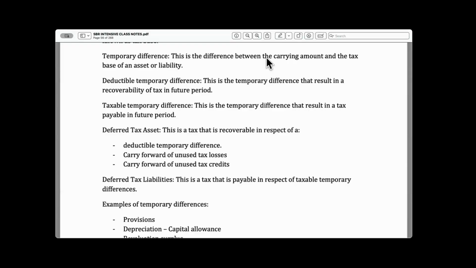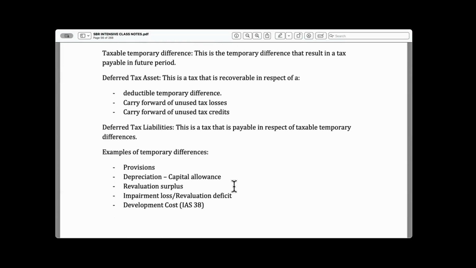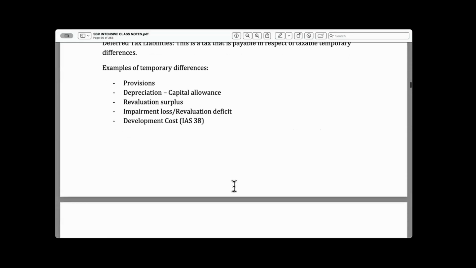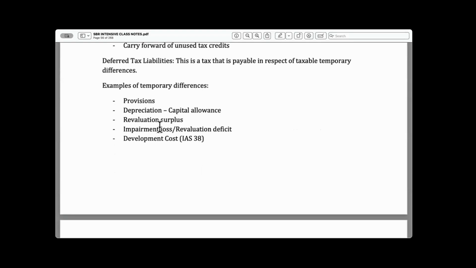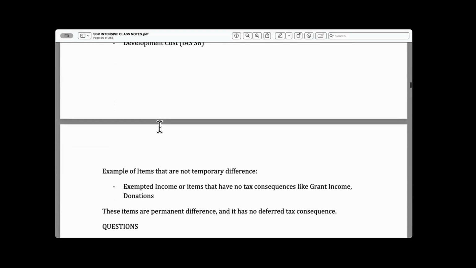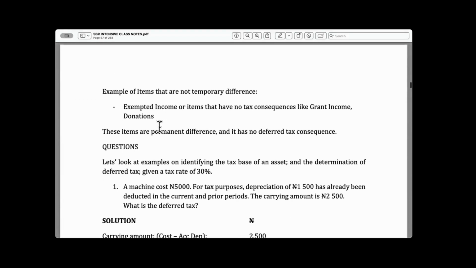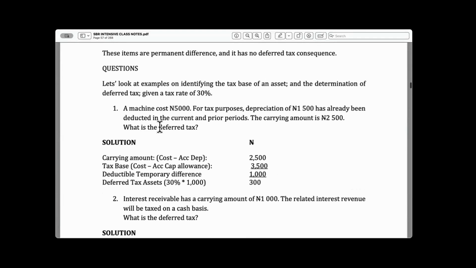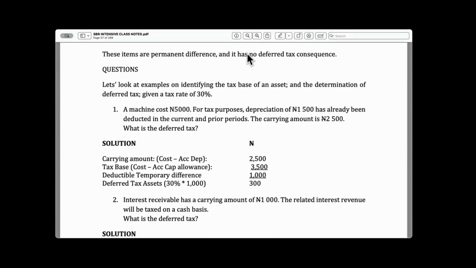Okay, I will end this class with that. I saw some questions. I gave some examples. It's worth your time looking at these notes that I have here with you. So I gave you some examples here of determining deferred tax.